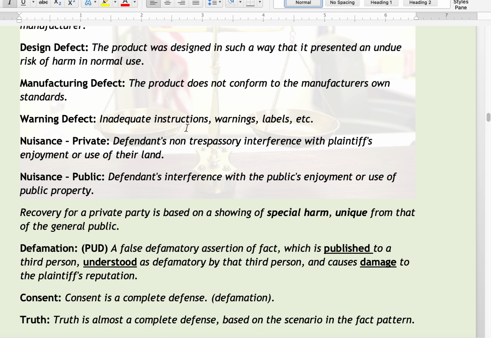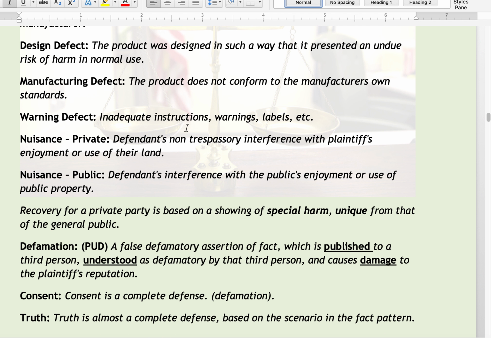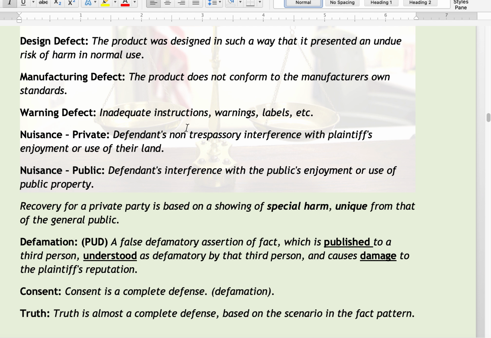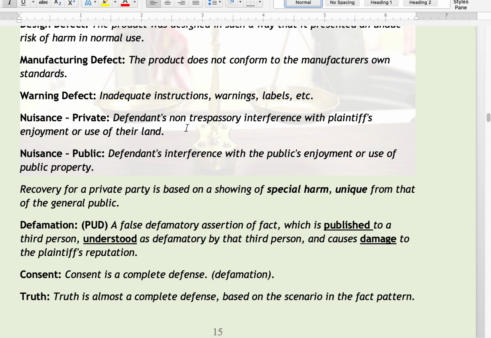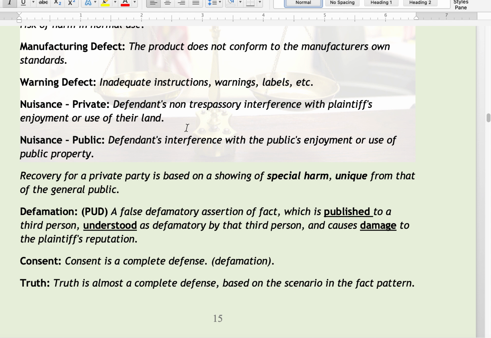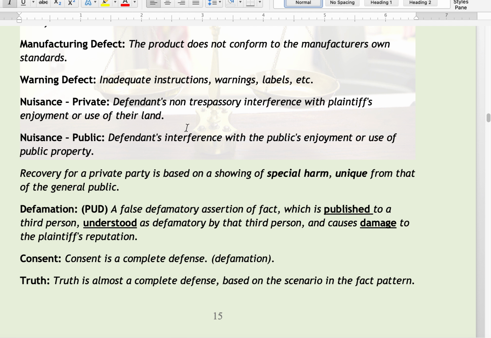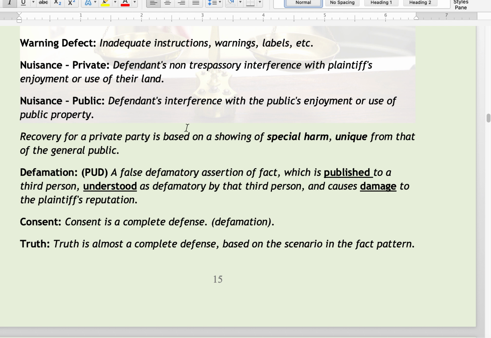Design defect. The product was designed in such a way that it presented an undue risk of harm in normal use. Manufacturing defect. The product does not conform to the manufacturer's own standards. Warning defect. Inadequate instructions, warnings, labels, etc.